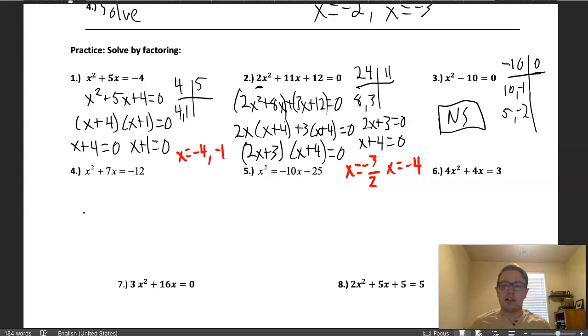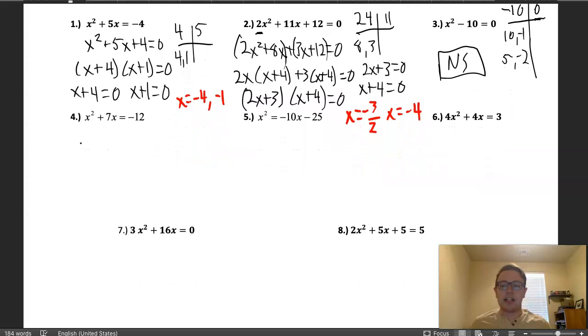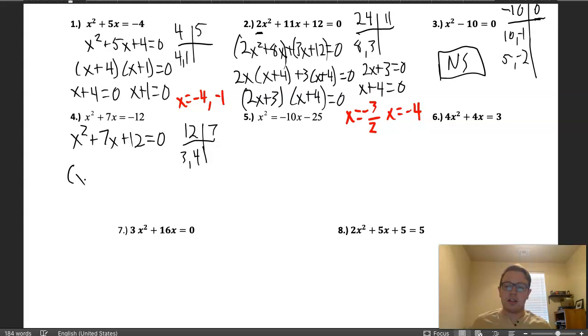Okay, let's go ahead and try problem 4. Why don't you guys try it and tell me what the solutions will be. First step, we gotta get everything over to one side. So this becomes 7x plus 12 is equal to 0. And we're looking for factors of 12 that add up to be 7, which is going to be 3 and 4. So we know this is x plus 3 times x plus 4 is equal to 0, or this will be x is equal to minus 3, and x is equal to minus 4.